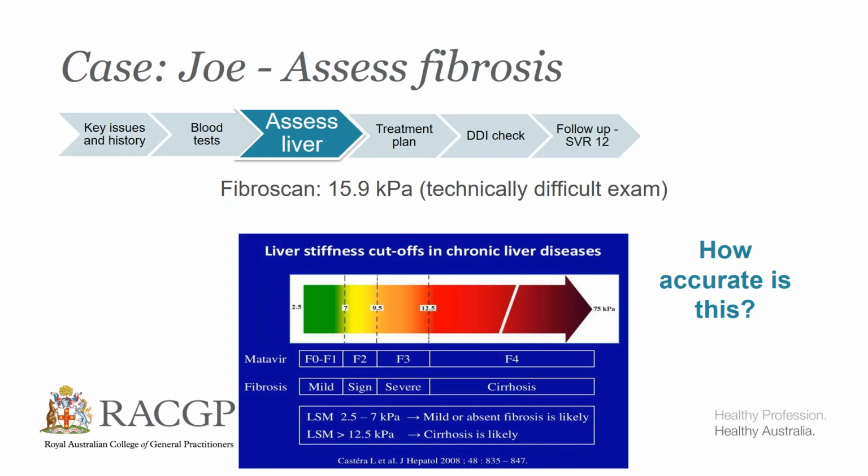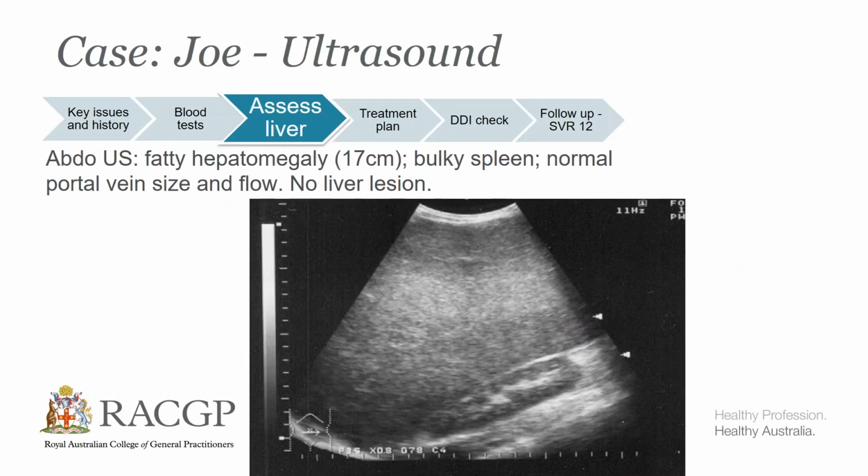And the FibroScan is a really good tool at telling you whether a liver is normal or whether the liver is cirrhotic. So if you're getting readings much less than 7, the high 6s, that's very reassuring. And once you're hitting over that 12.5 kilopascal mark, that is very suggestive of cirrhosis. Okay, and just to make sure.